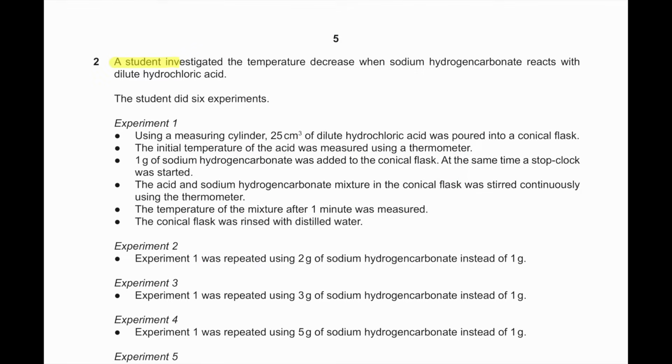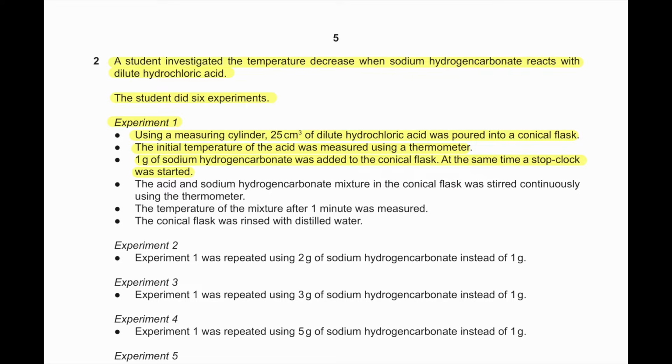Question number 2. A student investigated the temperature decrease when sodium hydrogen carbonate reacts with dilute hydrochloric acid. The student did 6 experiments. Experiment number 1. Using a measuring cylinder, 25 cm³ of dilute hydrochloric acid was poured into a conical flask. The initial temperature of the acid was measured using a thermometer. 1 gram of sodium hydrogen carbonate was added to the conical flask at the same time a stop clock was started. The acid and the sodium hydrogen carbonate mixture in the conical flask was stirred continuously using the thermometer. The temperature of the mixture after 1 minute was measured. The conical flask was rinsed with distilled water.